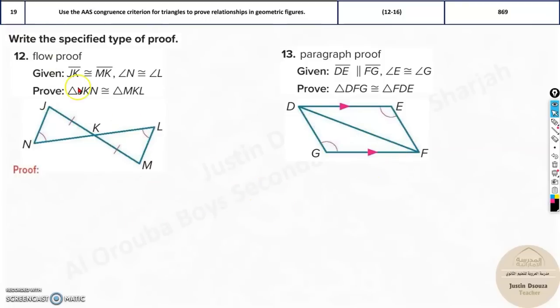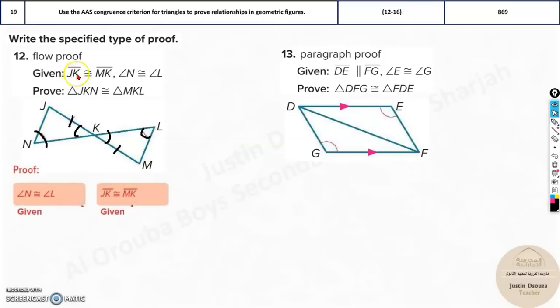Now here let us look. Flow proof. Flow proof means a flow chart. They have given you many statements. They have told JK and MK are congruent. Angle N and angle L are congruent. You need to prove these triangles are congruent. This is using AAS. That means you have one angle already, one side. You need to know one more angle. Look over here. This is a vertical angle, isn't it? JKN and LKM. So we just tell that.